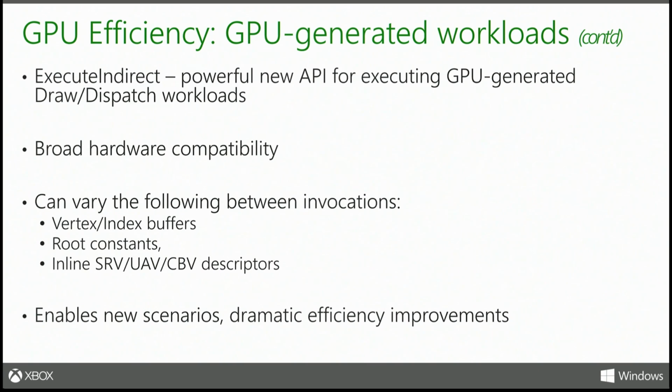We have vertex and index buffers you can change between draws or dispatches, but primarily draws. You can pass whatever arbitrary constant data you want to each draw, and you can actually change constant buffer, shader resource view, or unordered access view bindings per draw. So there's a lot of flexibility here, and it's available on all DirectX 12 hardware today. So this enables new rendering scenarios, if you want to perform culling operations on the GPU and then immediately consume that work instead of making a round trip to the CPU. But you can also get awesome efficiency improvements.